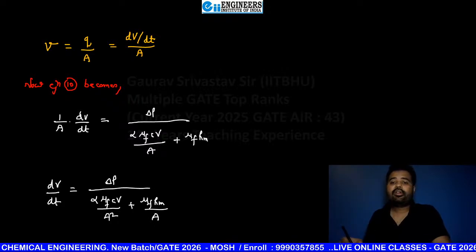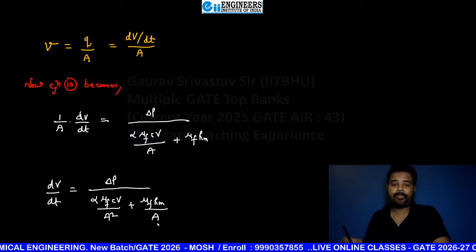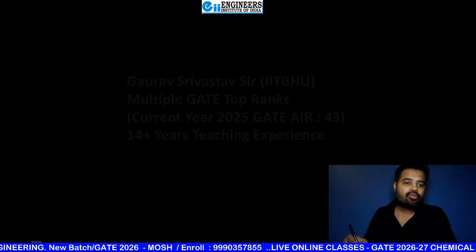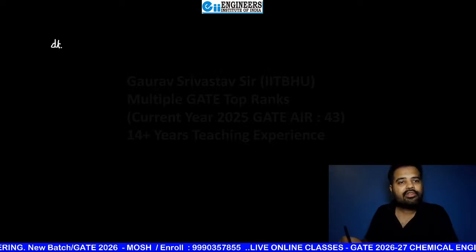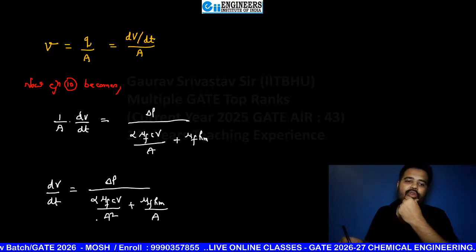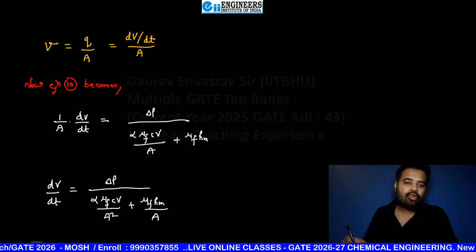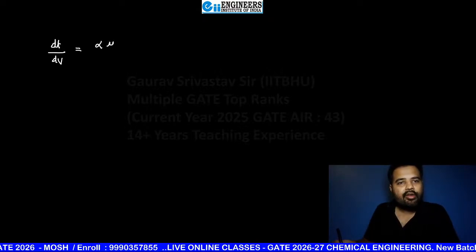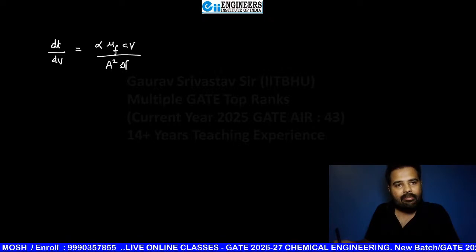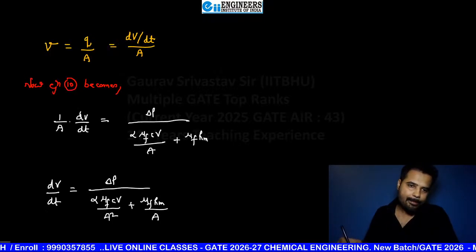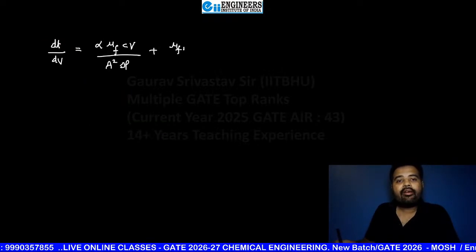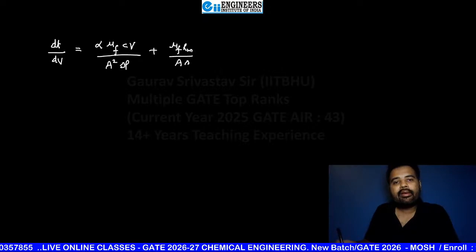I hope everyone is comfortable with no doubts till now. Now suppose I reciprocate this equation, so I write dt by dV, reciprocating both sides. So this is the standard form that you got: dt by dV equals alpha mu CV upon A squared delta P, plus mu f Rm by A delta P.